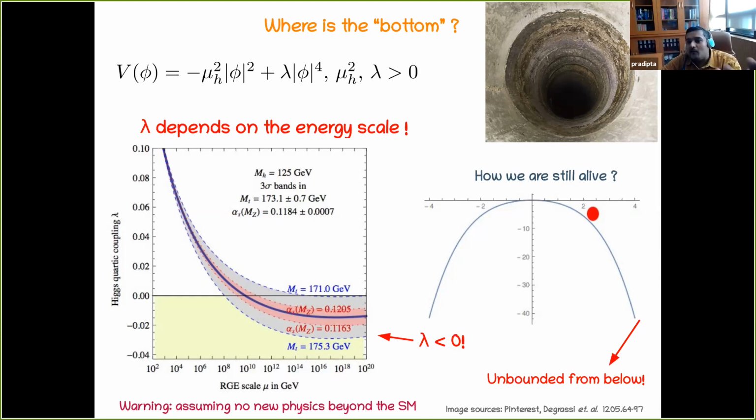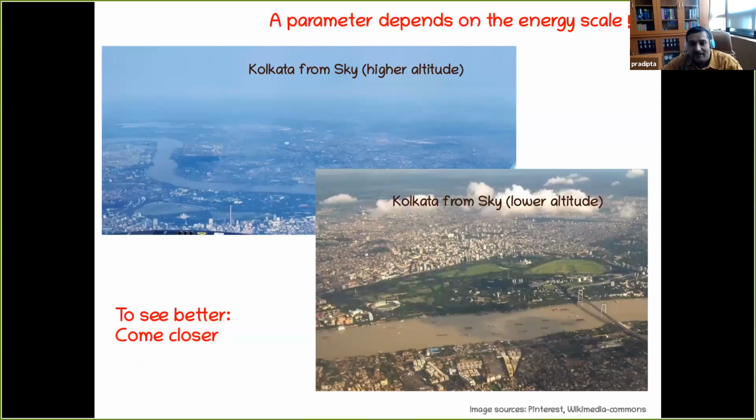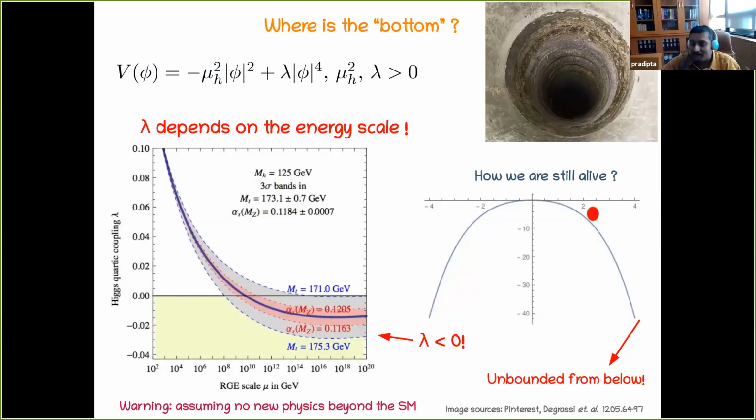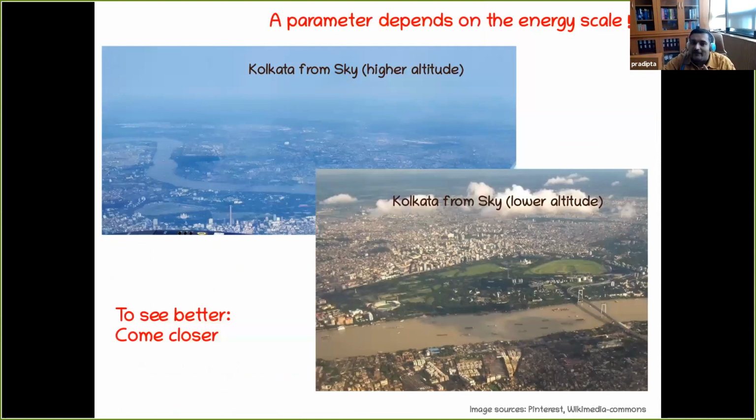Now, as I said, I cannot explain what RG running is and things like that, but I would like to give you a schematic idea of what we mean when we say it's not a real constant, it's a variable constant. Just think about these two pictures taken from an aircraft. It's the picture of Kolkata. When you are really, really above, it's going to be very flat. Of course, the river is very big, you can see that, but it is rather difficult to identify the individual shape of houses and things like that.